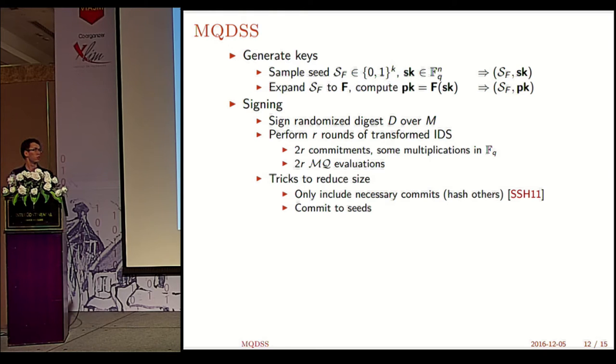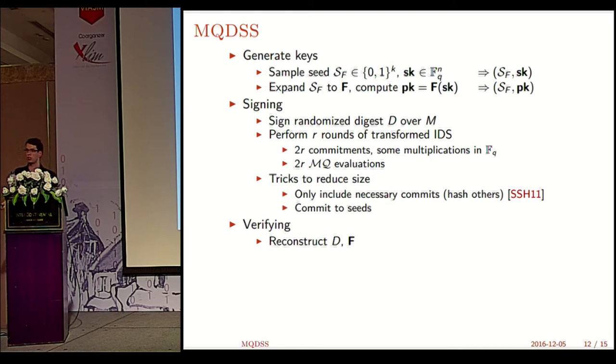And you can do this in a couple ways. A few of the tricks we pull is you only include the necessary commits. Basically, the verifier reconstructs one of the two commits, and the other one you would need to supply, but the one that the verifier is reconstructing anyway, you wouldn't need to make part of the signature. And you could commit to seeds. That's instead of committing to full sets of random data, you could commit to some seed that produces this random data and then later reveal the seed. For our parameters, that last trick didn't apply, but in general, it could work.